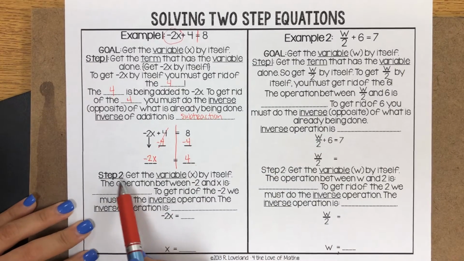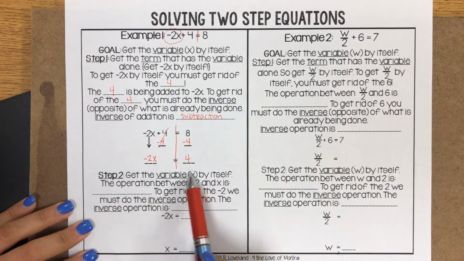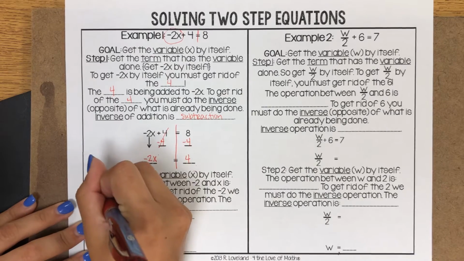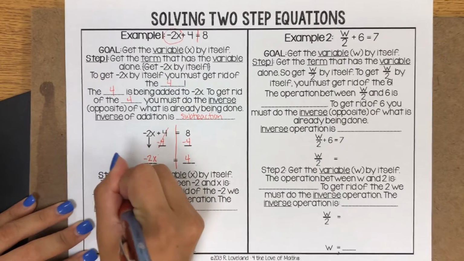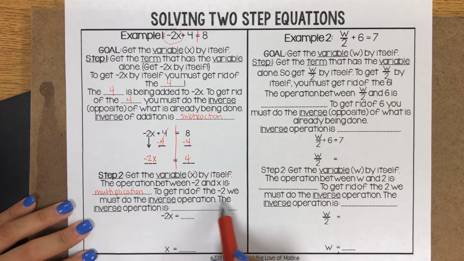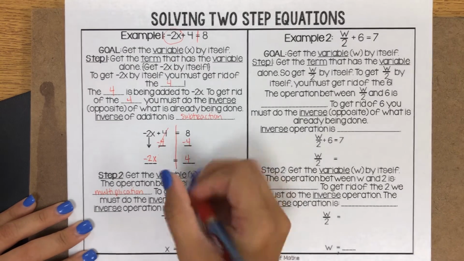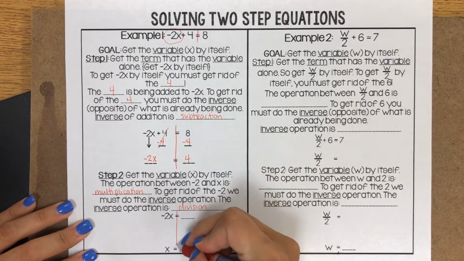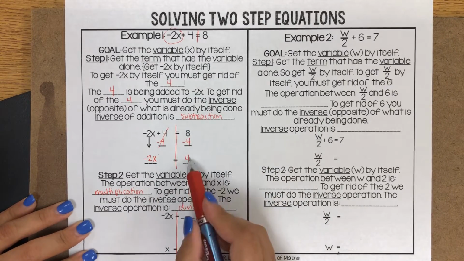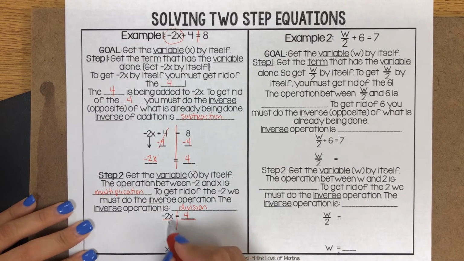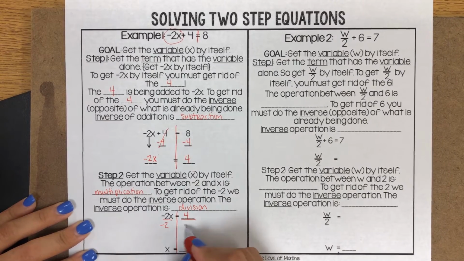So now our second step is finally getting that variable x, or this x right here, all by itself. The operation between the negative 2 and the x is multiplication. To get rid of the 2, we have to do the inverse operation. The inverse of multiplication is division. So I'm going to continue that line. We know negative 2, and we're just going to bring that 4 down from earlier. So we have to divide by this negative 2 on both sides.